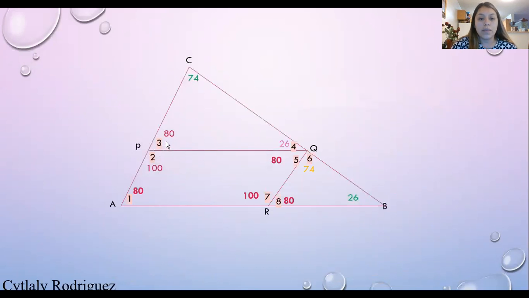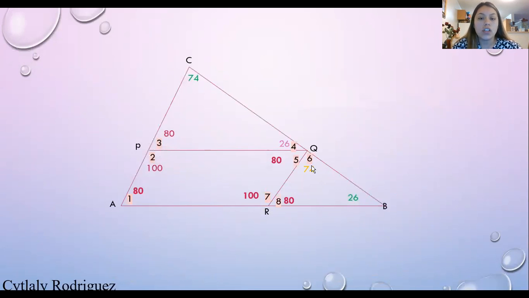Angle number 3 is also interior angles. They're congruent. So angle number 3, angle 5, and angle 8 will all have 80 degrees. To get angle number 2, we do 180 minus 80 and get 100 degrees. So angle 7 is similar to angle 2, which would give us 100 degrees.